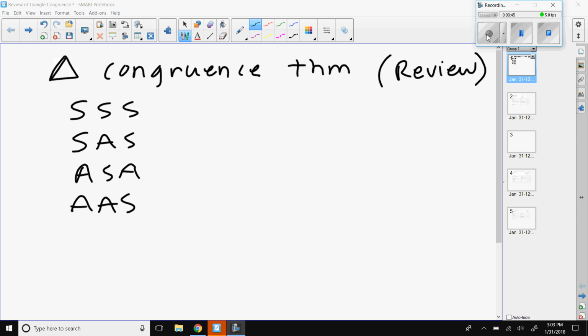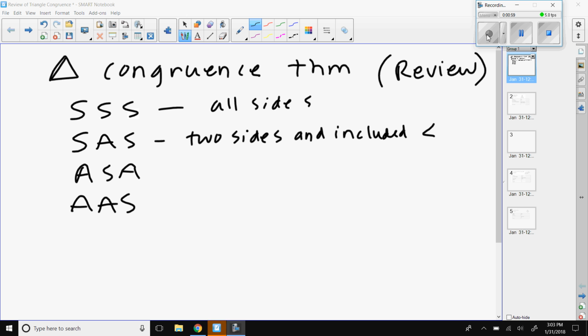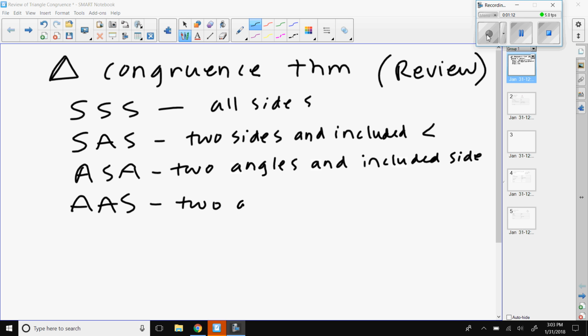And we just talked about how this one, it's going to be all the sides. Side, angle, side, it's two sides and the included angle. This one, we have two angles and the included side. And here we have two angles and a non-included side.